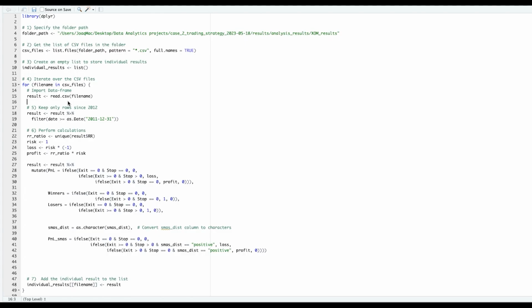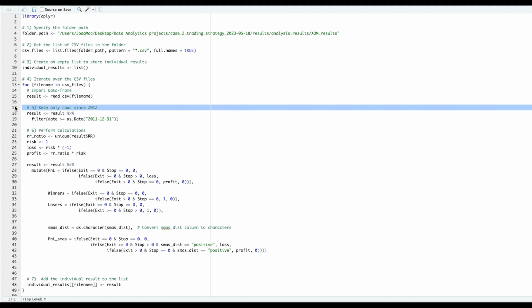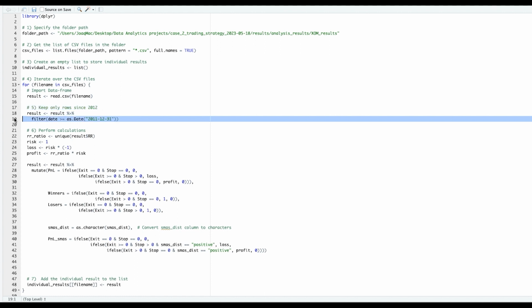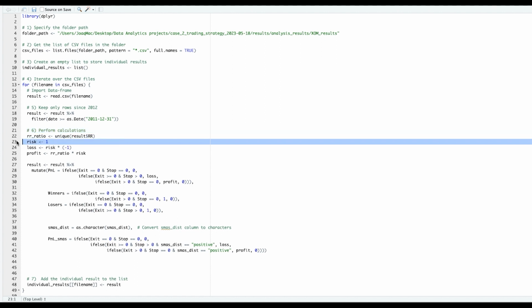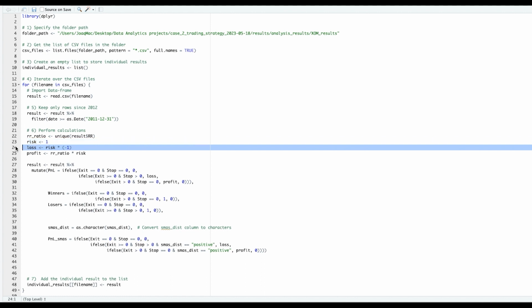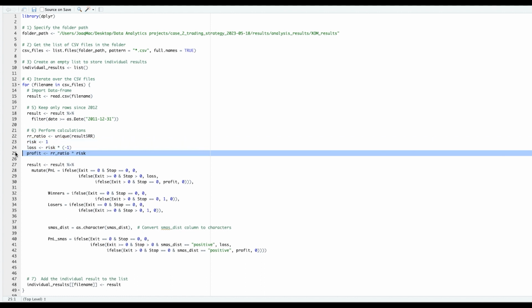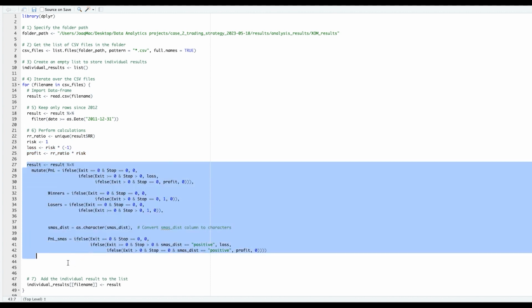Okay, let's dive into the second script. Steps 1 to 4 were responsible for grabbing the files from the folder and iterating over each one of them. In the fifth step, I filtered to keep only the rows since the start of 2012. In the sixth step, I performed the calculations. For this, I set a risk of 1, representing 1%. With a risk defined, I calculated the loss, and the profit was the chosen risk-reward multiplied by the risk. If the chosen risk-reward was 20, then the profit was 20%.